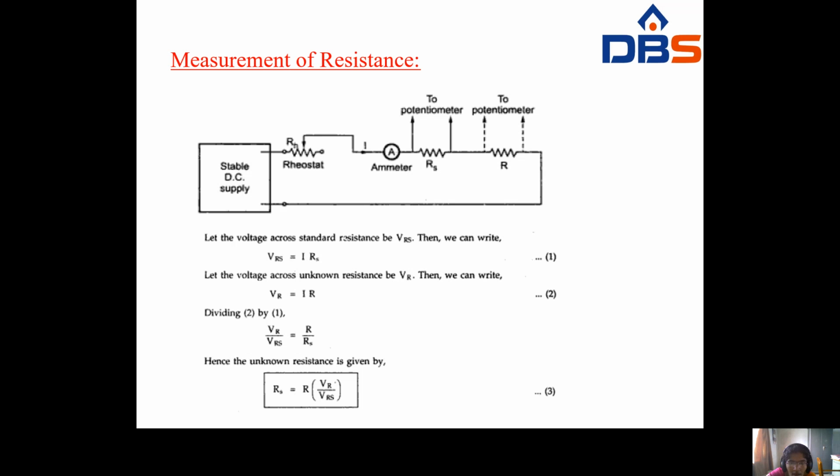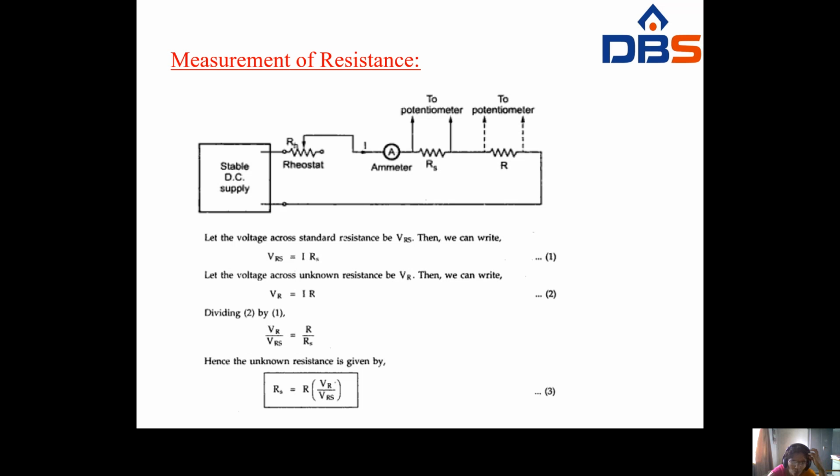See here. RS means standard resistance. The resistance which is to be measured is the unknown resistance R. These two are connected to the potentiometer. Along these resistors you have to connect the ammeter. This is adjusted by using a rheostat. For this you have to give a stable DC supply to operate the ammeter and resistances.